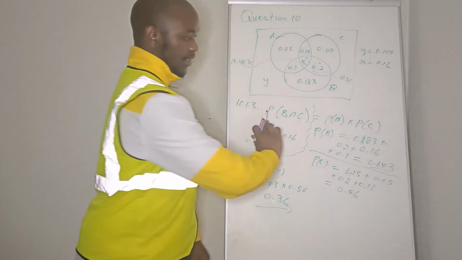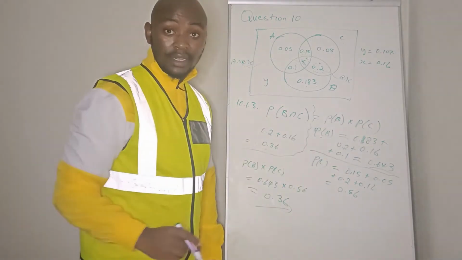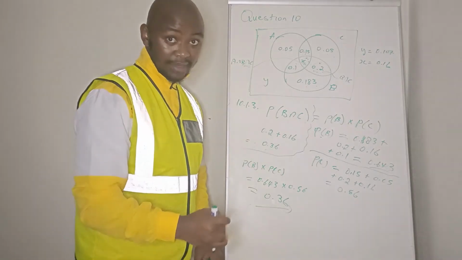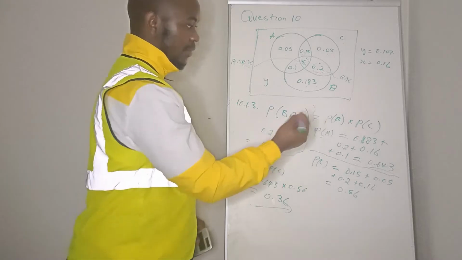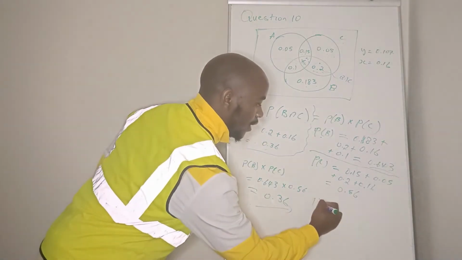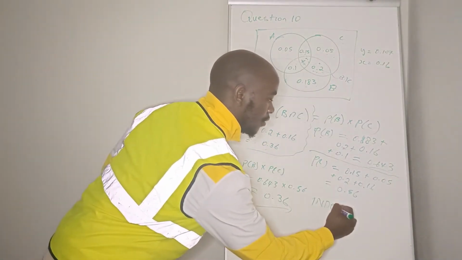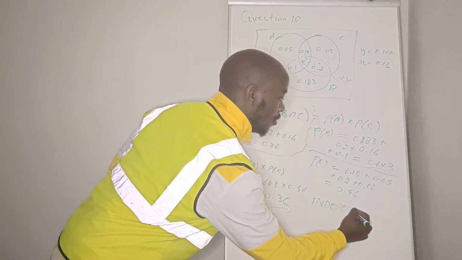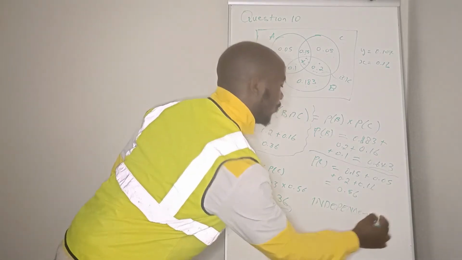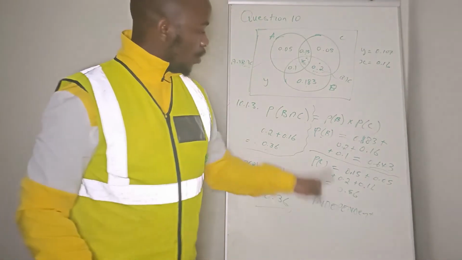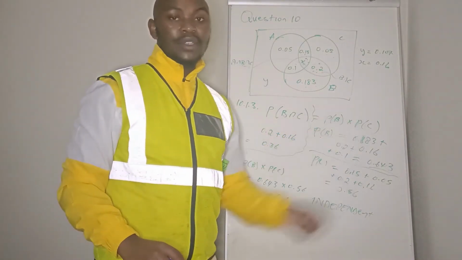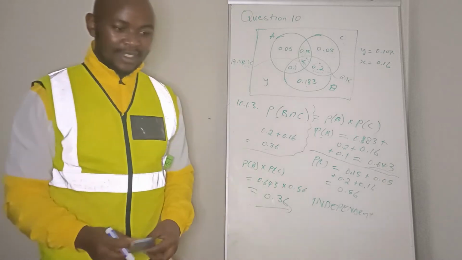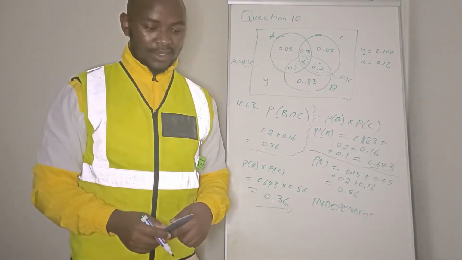Therefore, these events satisfy this equation I put here, and they are indeed independent. So that's your answer. These events are independent, because probability of B and C is equal to the probability of B multiplied by probability of C. Alright, let's move over to the next question.